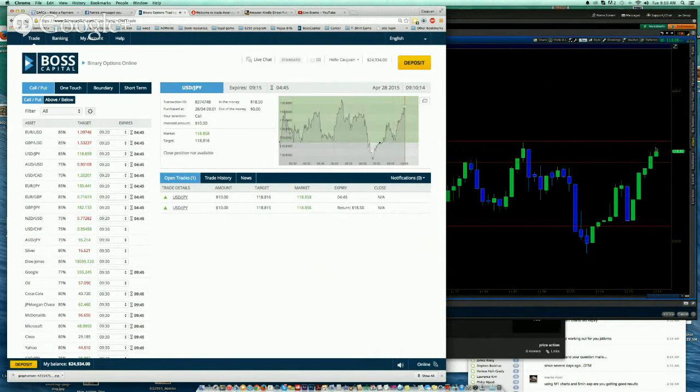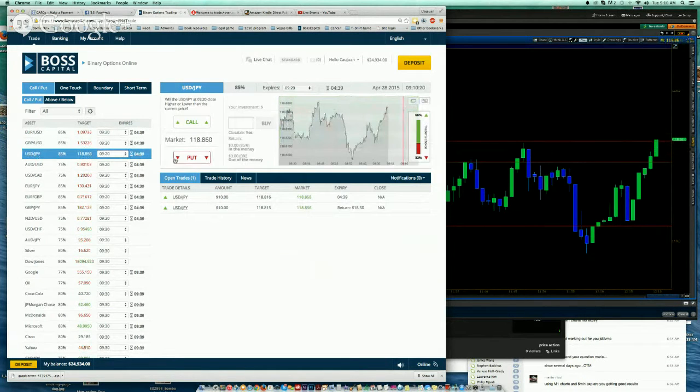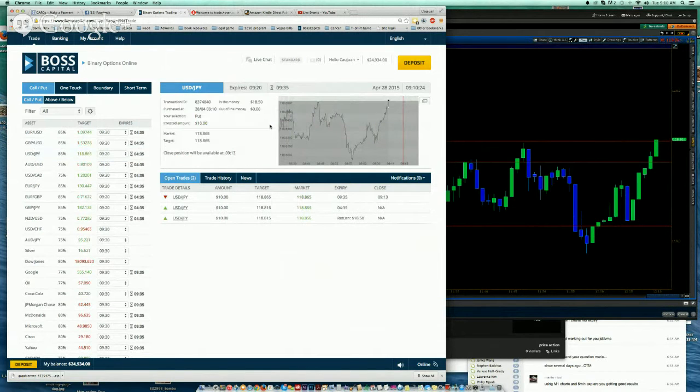Now I'm going to take a live price action trade, USD JPY. I'm going to set up for it, 15-minute put. Here we go. Got in at the perfect 865.